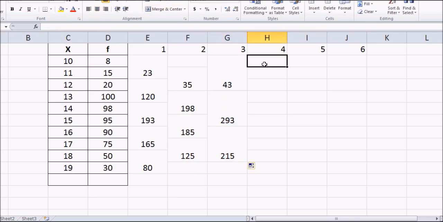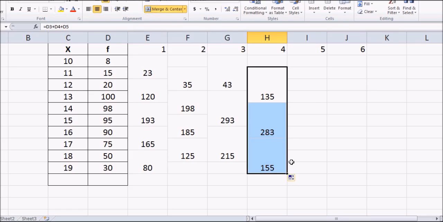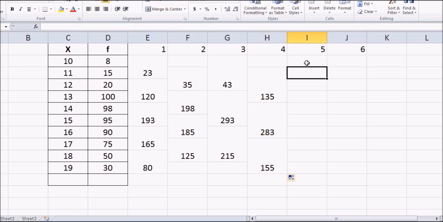Again we will take the sum of 3, but from the second one onwards. So here this will be the sum of 15 plus 20 plus 100, and then drag it down to the next level, next 3, and then next 3. Lastly, we will leave 2 from the top and take 3 at a time.